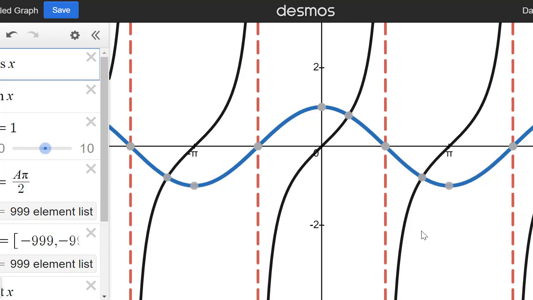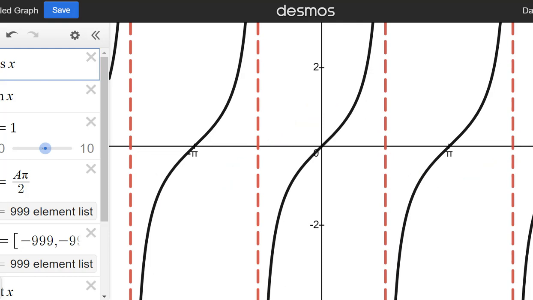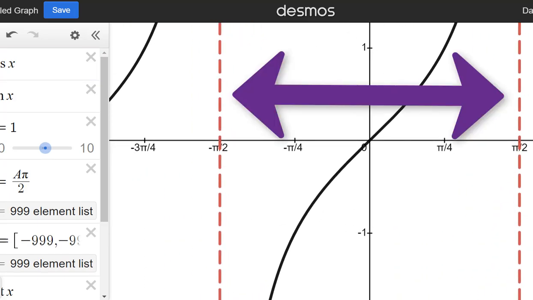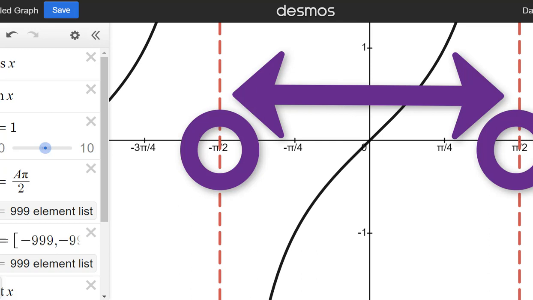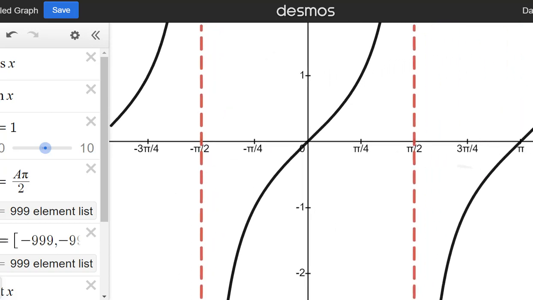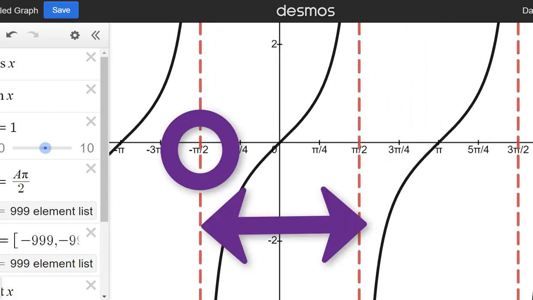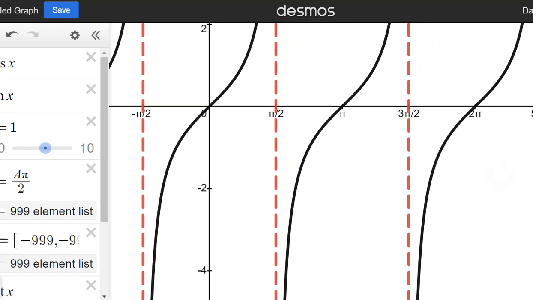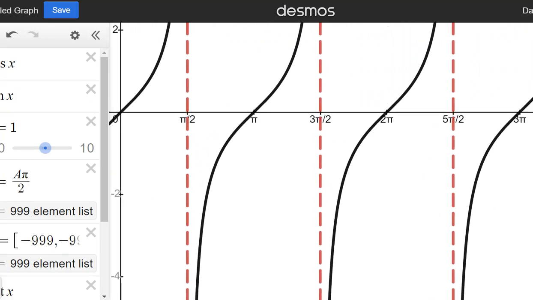Let me get rid of cosine here so we don't have as much squiggly going on in our picture. But look at that. Everywhere that the cosine curve was zero is where we're going to have these asymptotes. And notice how far apart these asymptotes are. On the left side, we see negative pi over 2, and then we see pi over 2. And then we see 3 pi over 2. And if we keep going to the right, we'll see 5 pi over 2. So these are all odd multiples of pi over 2.